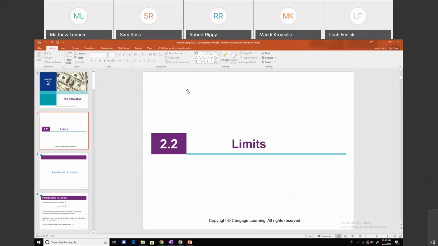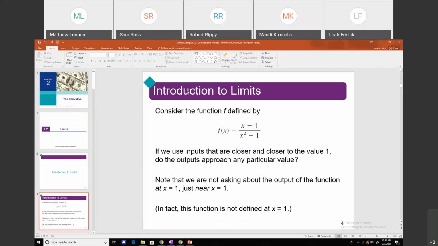Now we start to talk about the concept of limits. This is talking about something that gets very, very close to something, how it's behaving, what it would tend toward, even if it might not exist there. So they're going to start by looking at this function, x minus 1 divided by x squared minus 1. This function is not actually defined at the x value 1.